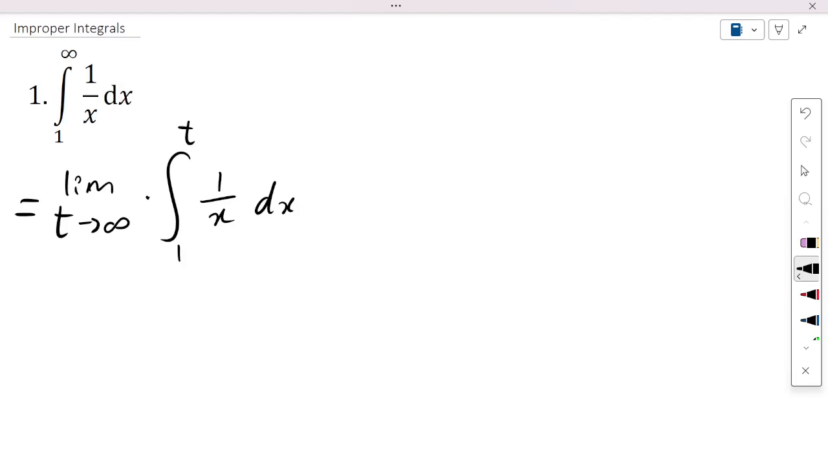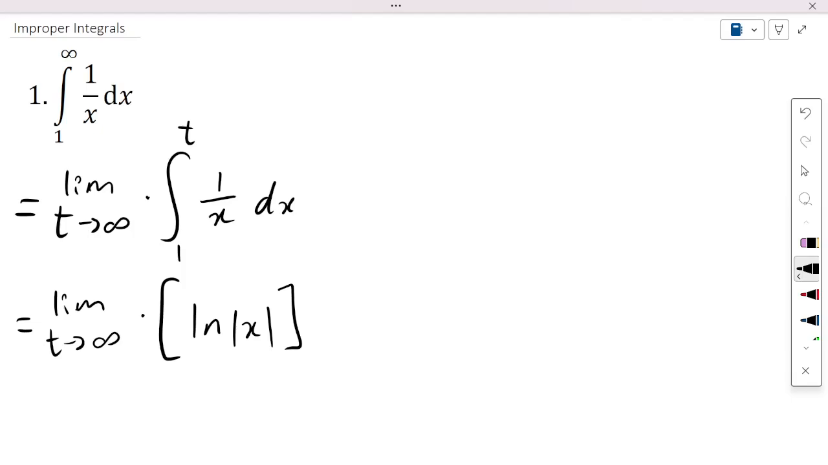Okay, so now what do we know? We can just straight up integrate this. Over here we still have the limit outside as t approaches infinity, multiplied by the bracket, which we're going to put in parentheses. We know that the integral of 1 over x with respect to x is just the natural log of the absolute value of x, and we're evaluating from 1 to t.